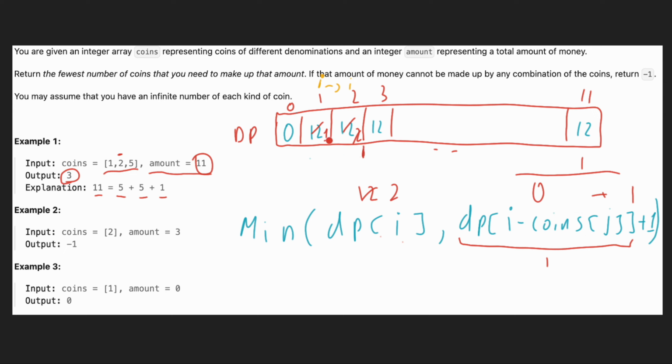So what does that mean? It means that we solved this subproblem, right? We solved this subproblem here. And we are going to solve the next subproblem the same way, based on the subproblems that we already solved. And at the end, when we are here, we are going to solve the subproblem of the amount 11, which in our case is going to be equal to 3, which we are going to return here.